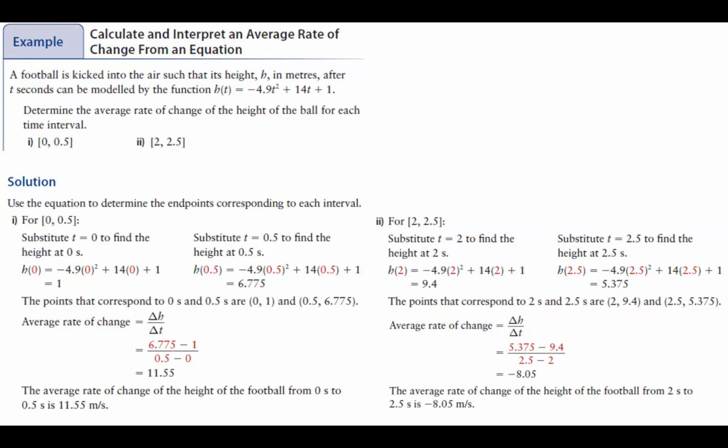Therefore, according to the definition of average rate of change, between these 2 points it is delta H over delta T again, which is (5.375 minus 9.4) over (2.5 minus 2), which gives us negative 8.05. Therefore, we say the average rate of change of the height of the football from 2 seconds to 2.5 seconds is negative 8.05 meters per second.